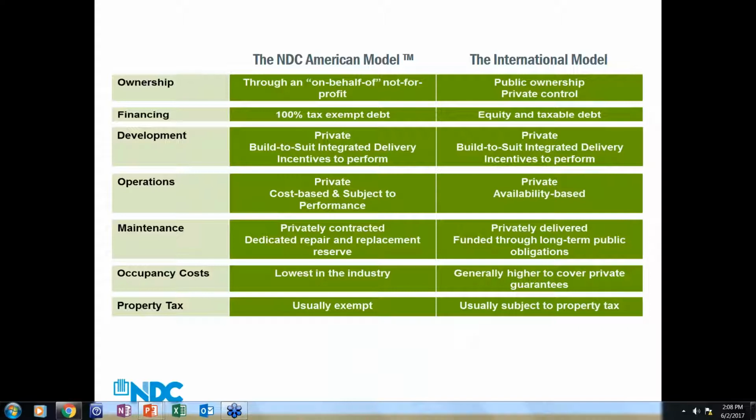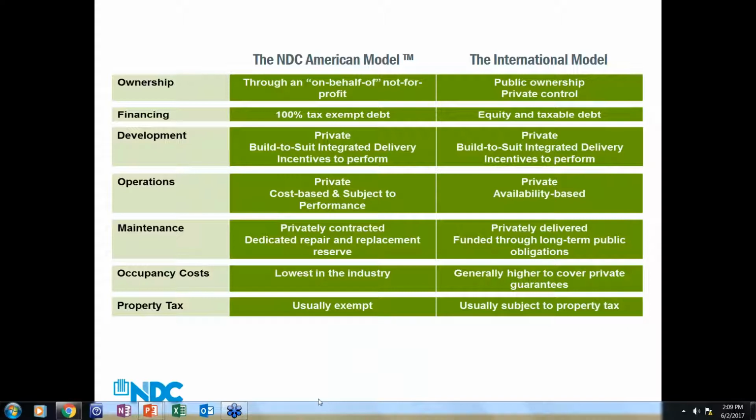And we can incorporate whatever kind of special concerns there are in a local community. For example, communities may be concerned about the inclusion of women and minority businesses or local residents. All of that can be structured into the agreement. The occupancy costs under the NDC American model are the lowest in the industry, and the facilities usually continue to be exempt from property tax.